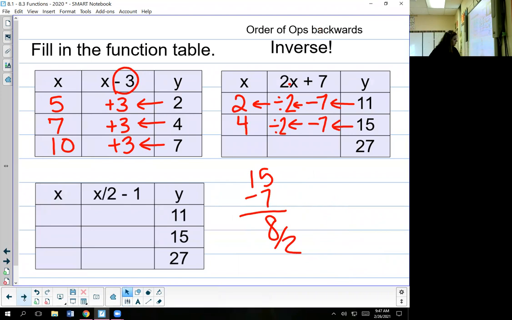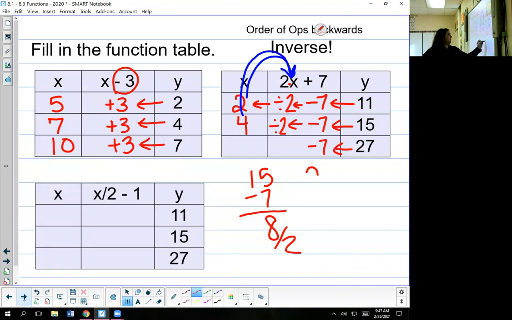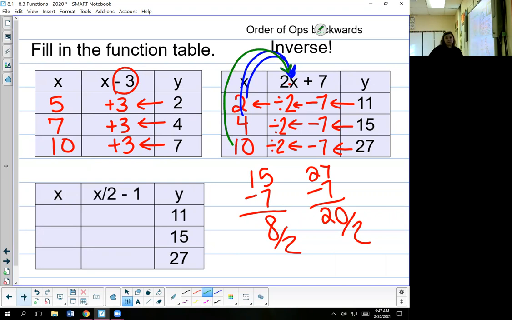Okay? How do you know you're doing it right? You could, again, make sure you plug it back in. 2 times 2 is 4, plus 7 is 11. 4 times 2 is 8, plus 7 is 15. So let's do the last one here. 27, let's subtract 7. So 27 minus 7 is 20. And then I'm going to cut it in half, which is 10. And then again, check your answer. 2 tens make 20, add 7 is 27. So it is like solving a two-step equation. Again, this is another way to show you how to get the answer.